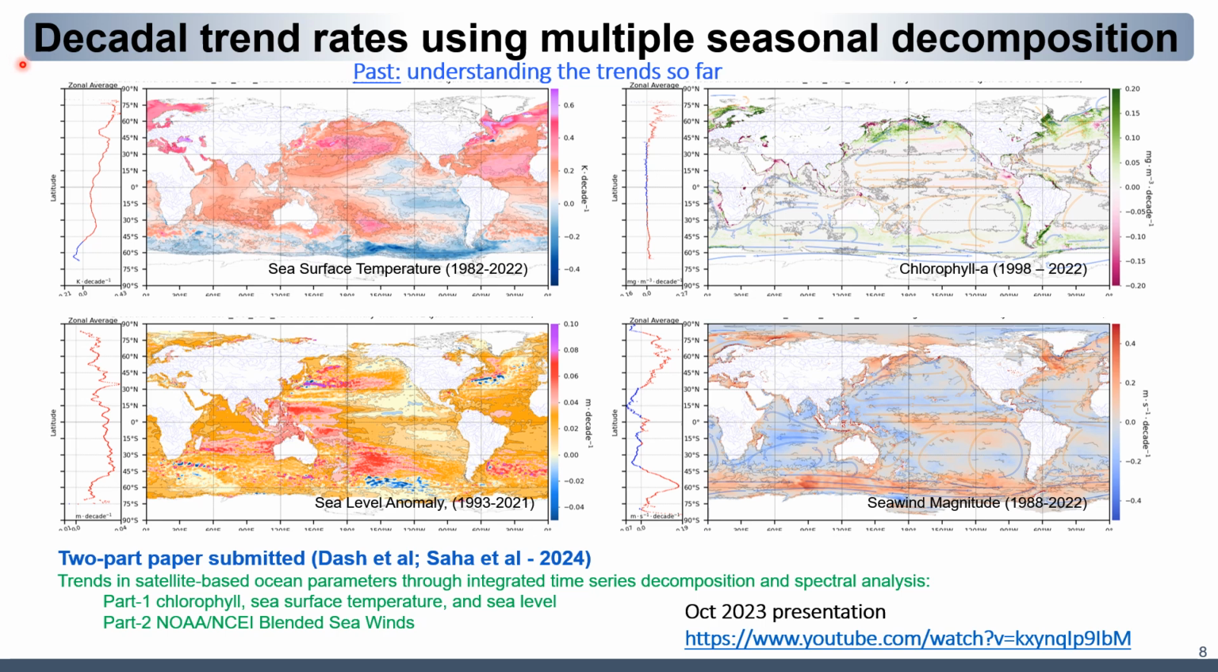This slide shows maps of decadal trend rates for SST, chlorophyll A, sea level anomaly, and sea winds. Trend lines are continuous, as we know, but trend rates or slopes are sensitive to the choice of endpoints of the start and the end times. So when we talk about trend rates, it must be in the context of some period, which are annotated on the maps itself, the start year and the end year. These trend rates are derived by combining spectral analysis and time series decomposition methods. A two-part paper on this work is currently under review.